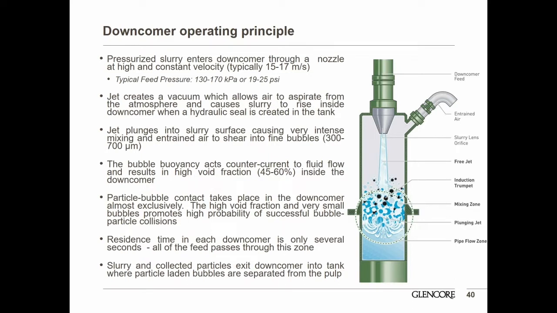Once you've collided your bubbles and your particles, the slurry and the collected particles exit the downcomer into the tank, where the bubbles, complete with particles, rise to the froth layer and are separated from the pulp, which reports to tailings.